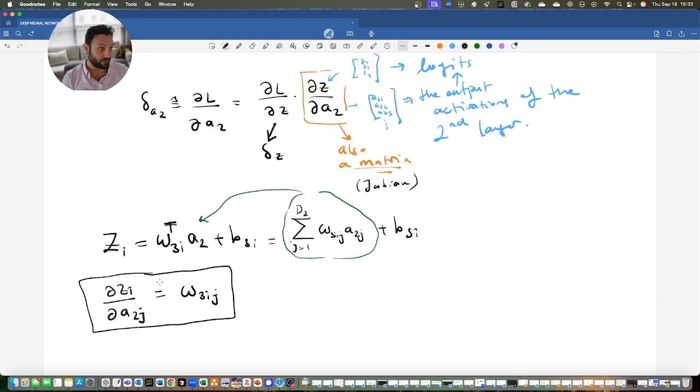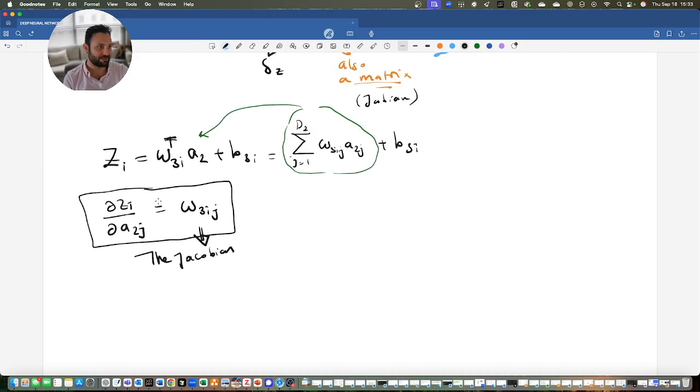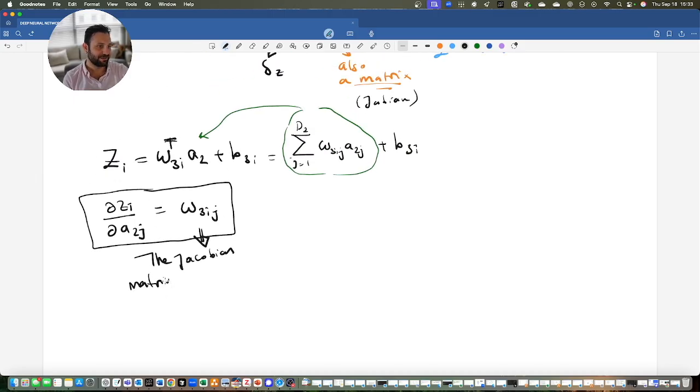And if I calculate dz dA2, it's a matrix, and this matrix is going to be the transpose of the W3 matrix, right? So therefore, what we have to achieve, it means that the Jacobian matrix is the transpose of W3. So that's what I get.